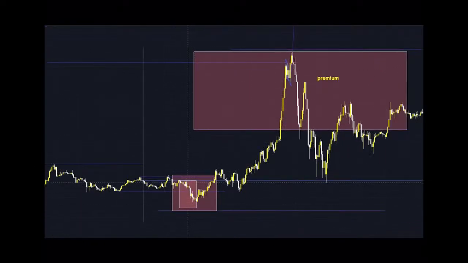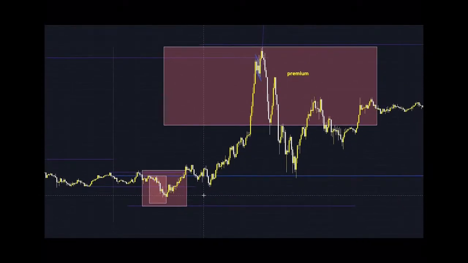Very heavily, I may add. Very heavily. The Judas swing during a kill zone area is like kind of being able to print money. If you can identify it and know where the kill zone is, as well as identify a Judas swing, once we break back up into that range, you're good to go.